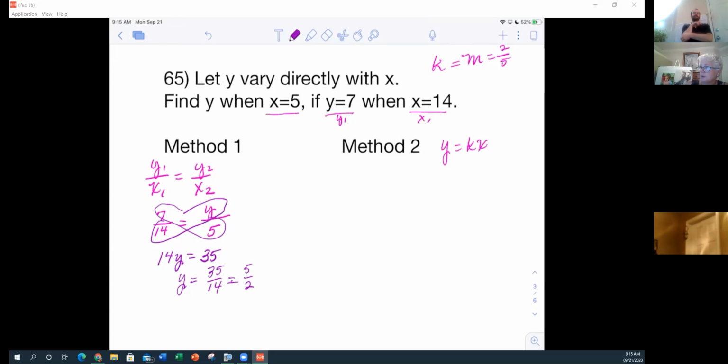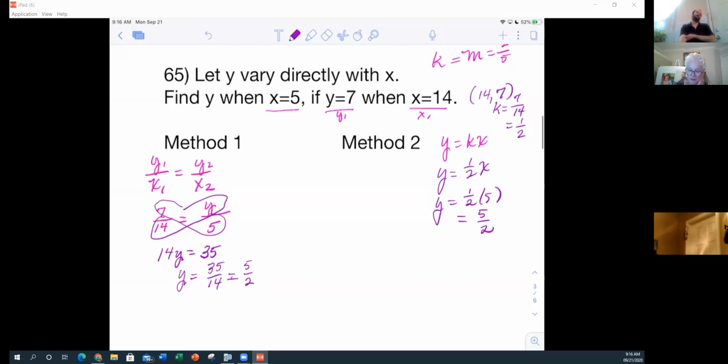Method 2, we would say y equals k times x if you're asked to find the constant of variation. Here you know a point on the line is (14, 7). So the slope, or the constant of variation, is just going to be 7 over 14, or 1/2. So that's going to be y equals 1/2 x. And then if you plug in, find y when x is 5, you would say y equals 1/2 times 5, which is 5/2. Constant of variation is just the same thing as slope.